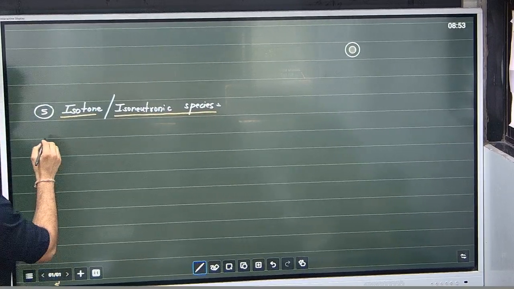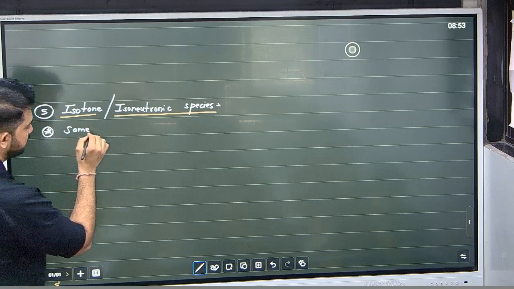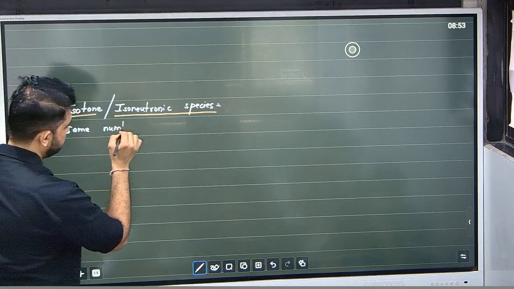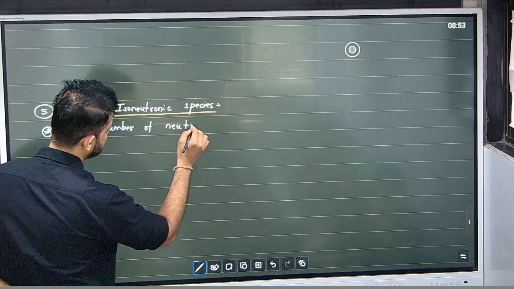So pay attention please over here. What do we have, people? Same number of neutrons. We'll just write keywords, okay?